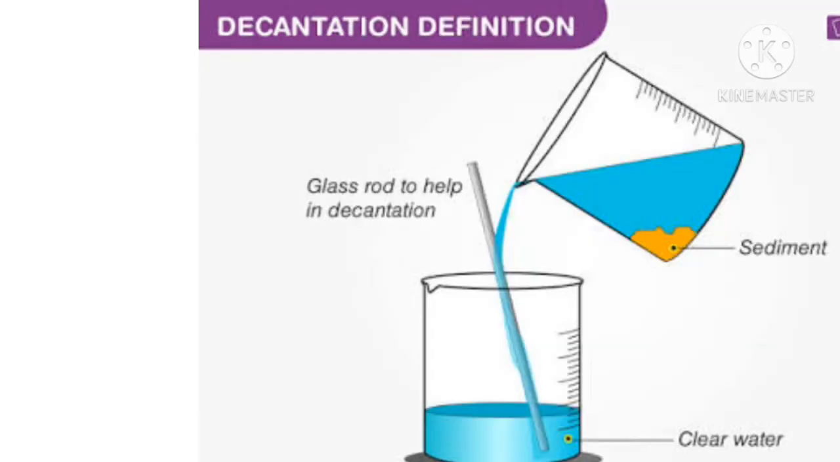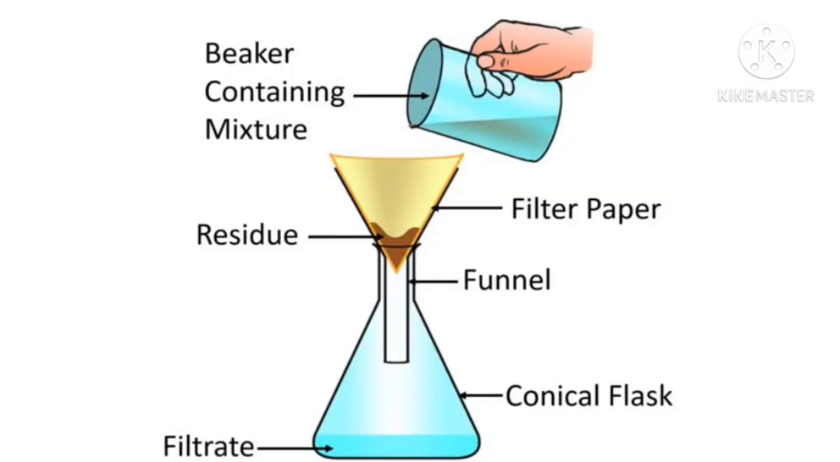Decantation. The slightly clear water obtained by the process of sedimentation can easily be poured into another container. This process is called decantation. Filtration. In this process, a filter paper is used to filter the water. We get clean water and the impurities remain on the filter paper as they cannot pass through the tiny pores of the filter paper.